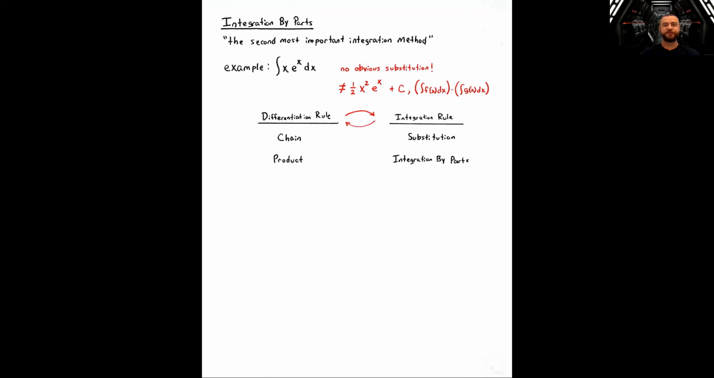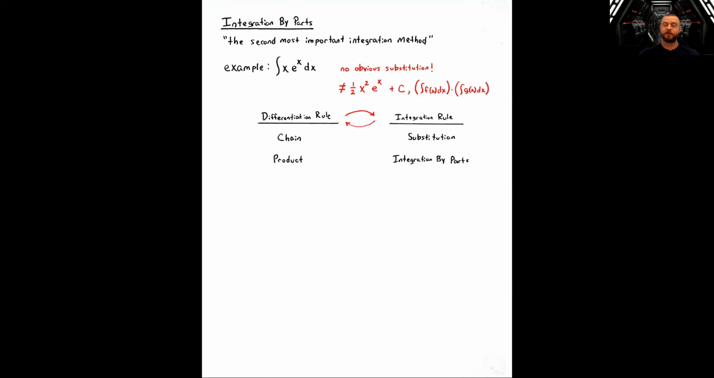Now, in our lecture on substitution, we gave the foundation. We get integration rules by reversing differentiation rules. For substitution, we saw that came from the chain rule. Now, the product rule is going to lead to integration by parts. No surprise, the product rule is probably the second most important differentiation rule, leading to what we've been saying is now going to be the second most important integration rule.